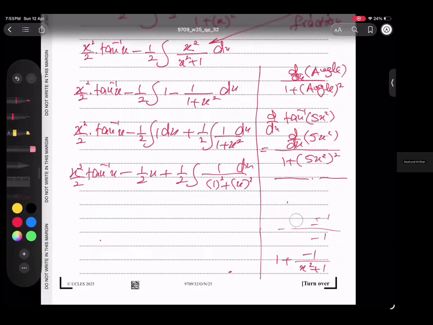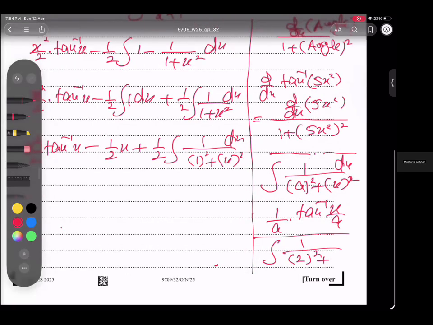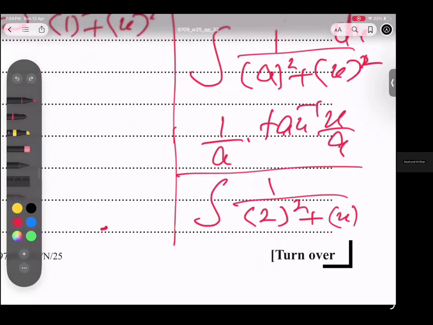I'm erasing this long division for the sake of space. Basically the formula is 1 over a square plus x square dx. What is the integration of this? 1 by constant, tan inverse, and variable over constant, x by a. You want to see one example maybe. So I'm writing here 2 square plus x square. How to write, students? 1 by 2, this 2 comes from here, and tan inverse of x by 2. I think now you feel better.